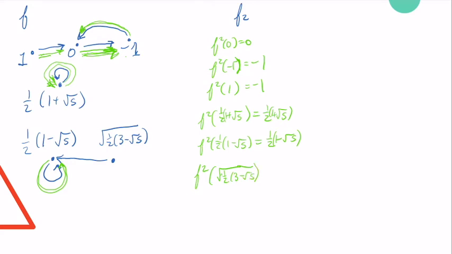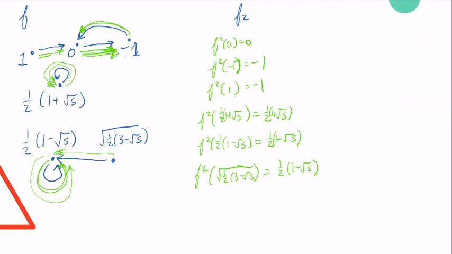If I apply our function to this element twice, first it would go to 1/2 times 1 minus the square root of 5. But then if I apply it again, it will still go to 1/2 times 1 minus the square root of 5. So let's go ahead and draw our map of F2.